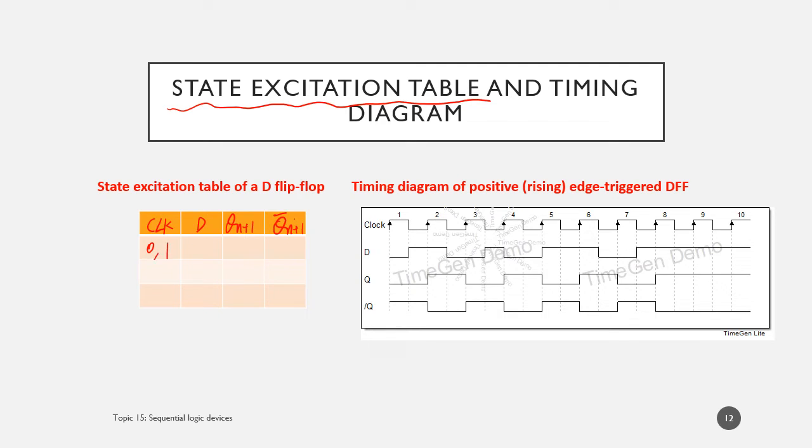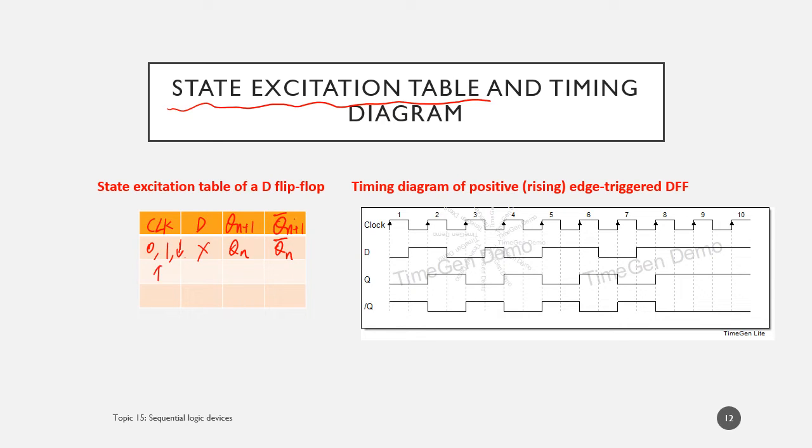If you remember, if the clock is equal to 0 or 1, it doesn't matter what happened to D, Qn plus 1 just equals Qn, so this will equal Qn bar. We can also include the falling edge here. In this case, just for example, let's say we are talking about a rising edge flip-flop. We can include the falling edge here because nothing is going to change at the falling edge.